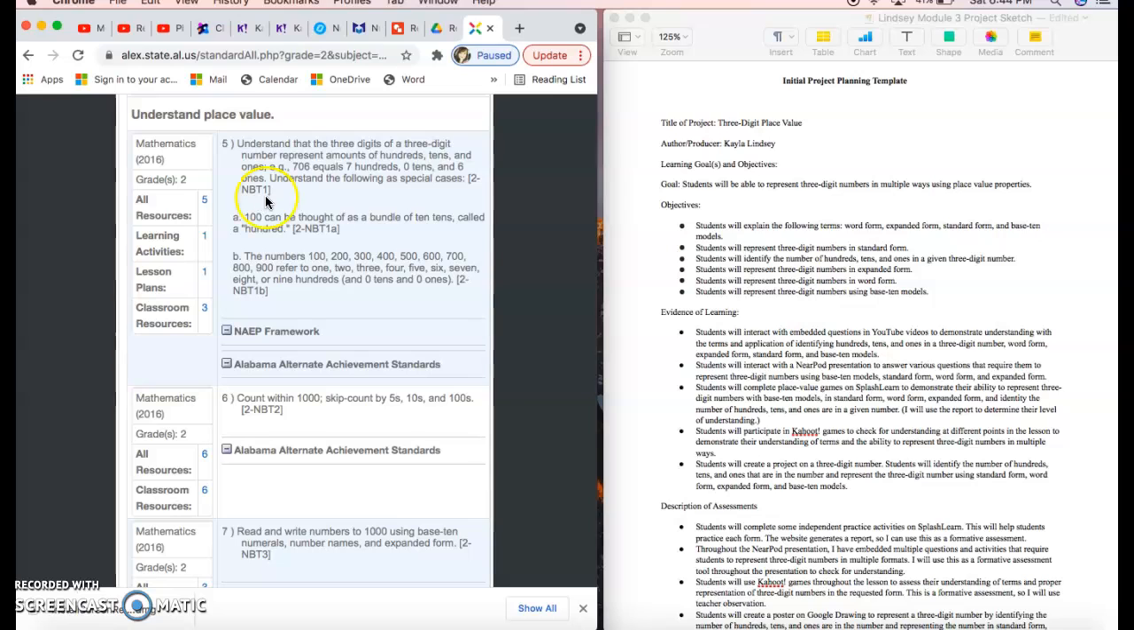The other standard that I'll be using for my project is 2.NBT.3. Read and write numbers to 1000 using base 10 numerals, number names, and expanded form.